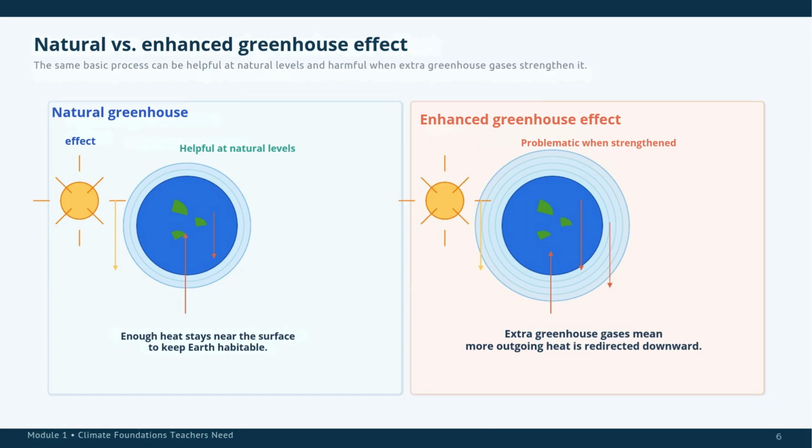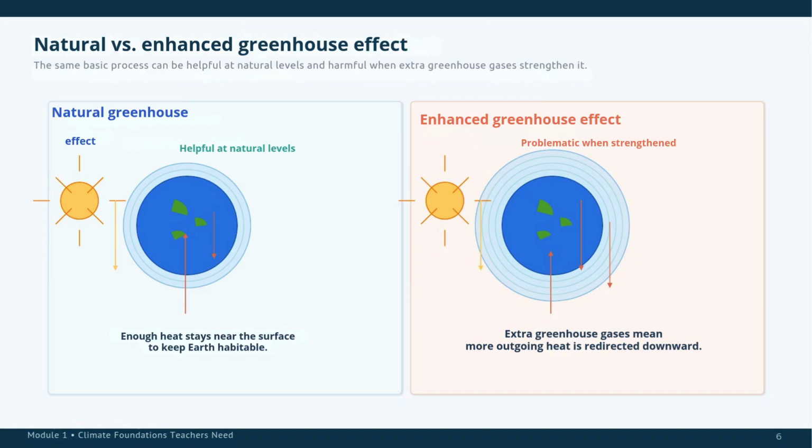The enhanced greenhouse effect is different. It happens when there are extra greenhouse gases building up in the atmosphere. Those extra gases absorb and re-emit or redirect more of the outgoing infrared energy that the Earth is trying to release, which means we have more heat directed downward and the heat is escaping more slowly.